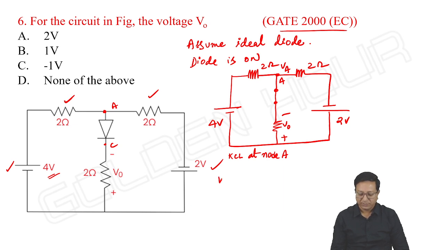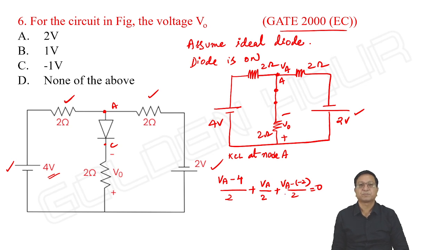If we take (VA minus 4) by 2 ohms plus VA by 2 ohms plus (VA minus of minus 2) by 2 is equal to 0. So here 3VA is equal to 4 minus 2, it is 2. So VA is equal to 2 by 3 volts.